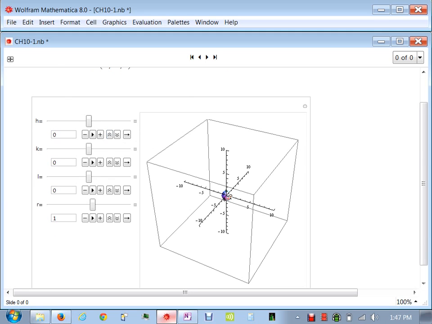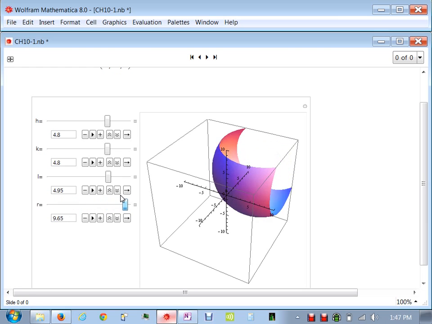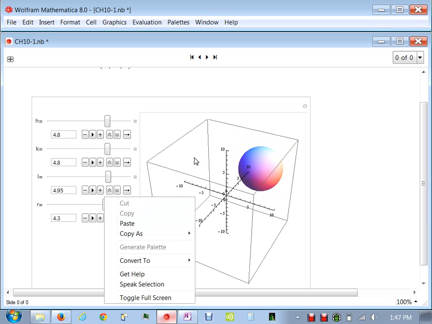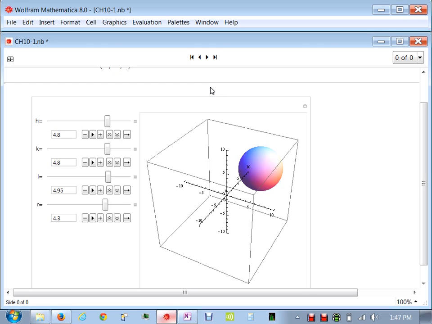So I have here a sphere. You can control the center by moving the x coordinate, or the h moves it on the x-axis. The k controls it on the y, and then the l controls it up and down, and then you can control the radius of it if you want. Well, I have negative radius. That doesn't make sense. Okay? Questions?